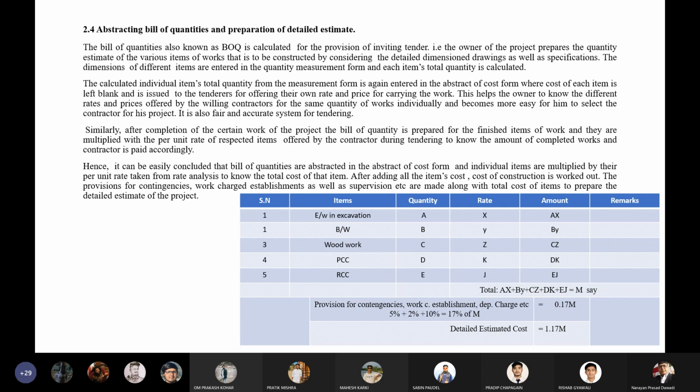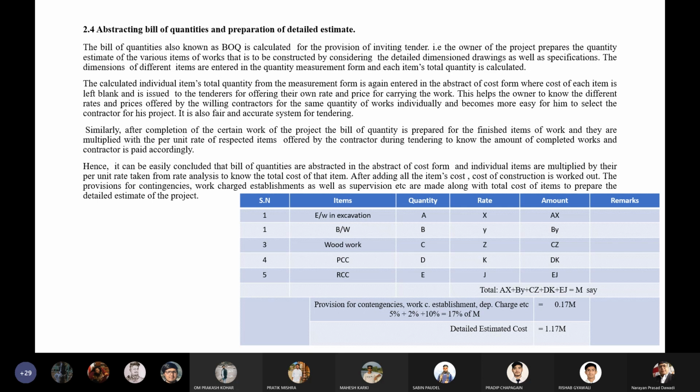Similarly, at the initial phase, the bill of quantity is multiplied by the unit price of that item by the owner, by analyzing the rate analysis of each and every item from his side, and he knows the total estimated cost of the project for inviting the tender. The estimated cost must be done.